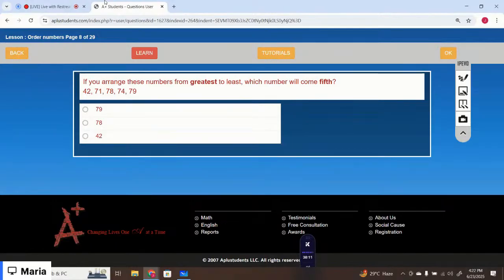If you arrange these numbers by the test released, which number will come fifth? The fifth one is 42. Option number 3 is the correct option. Okay, we can complete the lesson by reading, just to remember the next lesson.